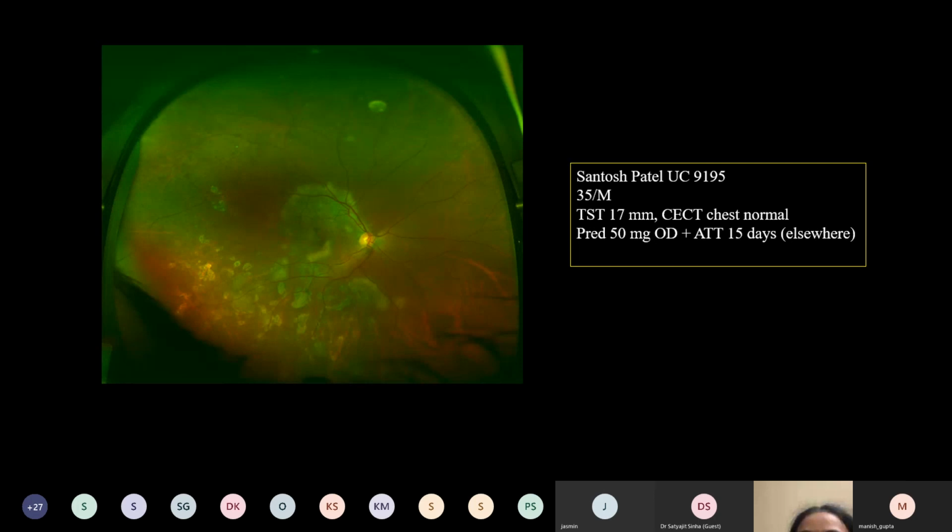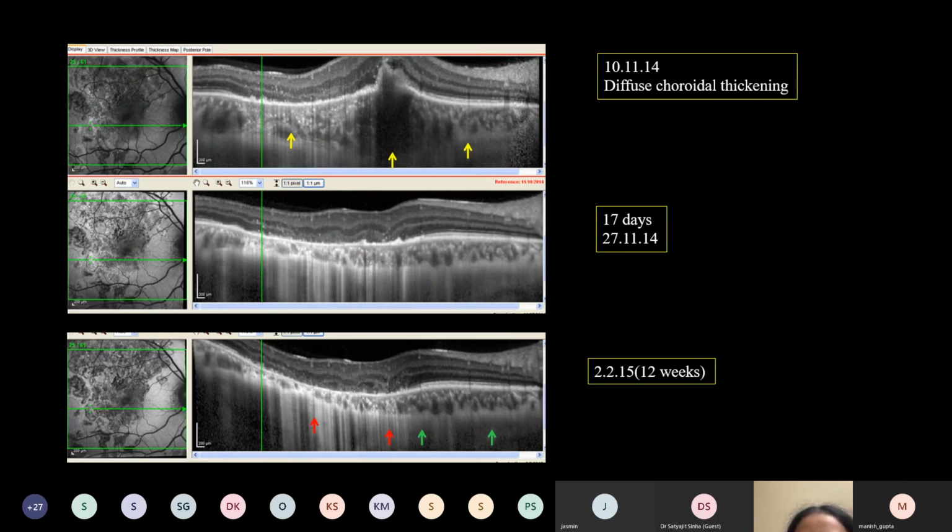A case of serpiginous-like choroiditis captured on ultra-wide field photography. So I will just demonstrate to you the role of EDI OCT. So this is what we did. We did a combined autofluorescence and EDI OCT in these patients of serpiginous-like choroiditis. So it is the choroid also which is diffusely inflamed.